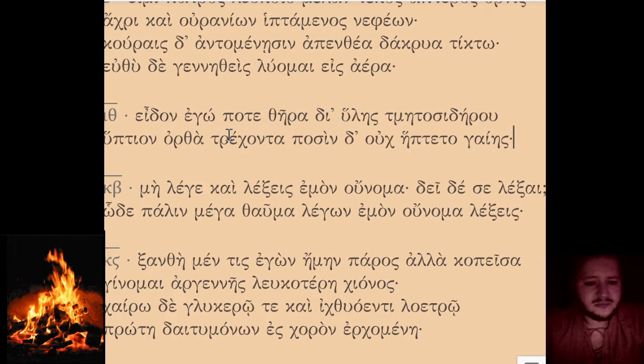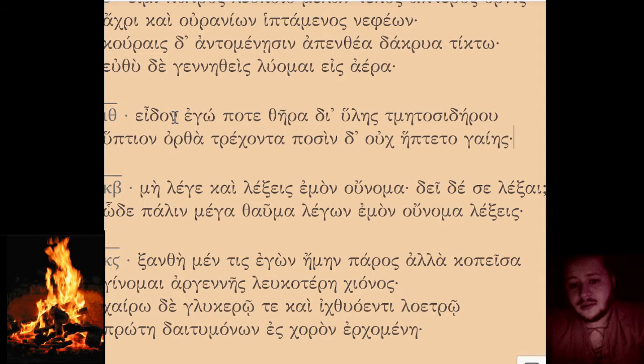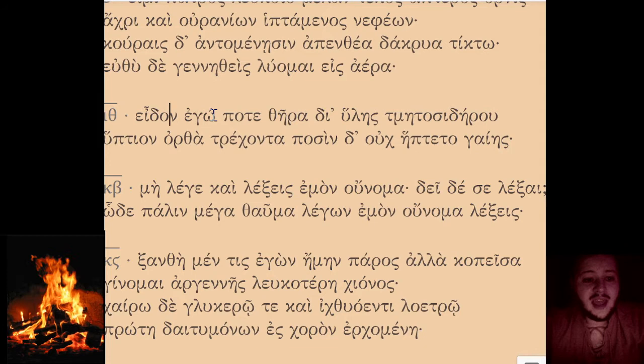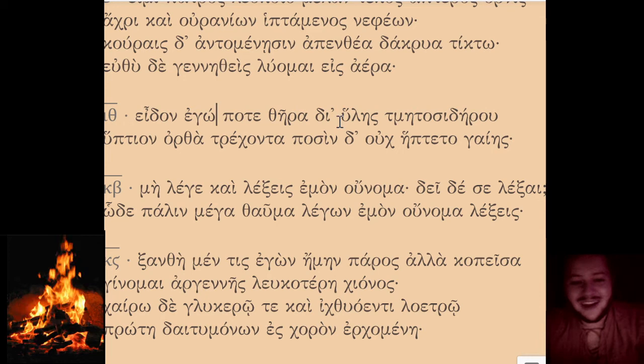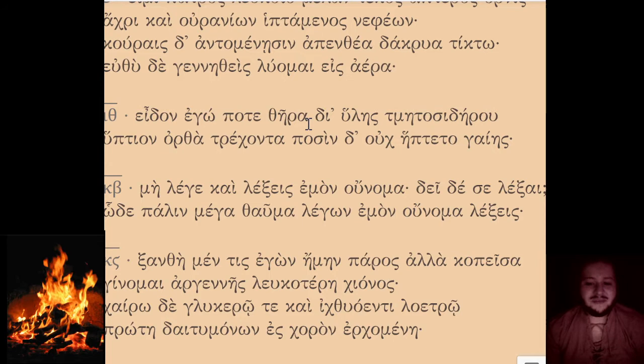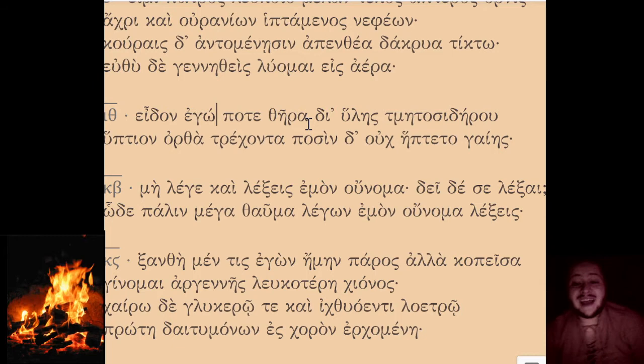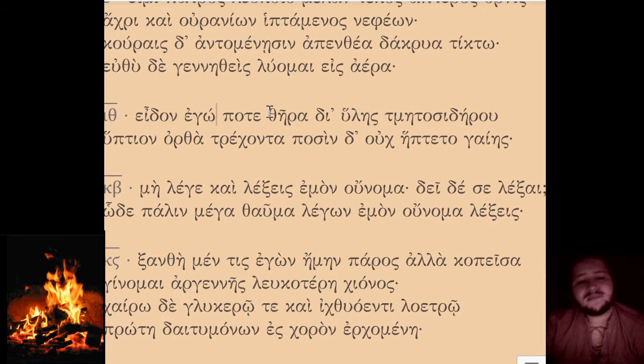Eidon means I saw. It's saw in the first person singular. So I saw. And ego means I. So it's just the pronoun I. We don't get that all the time, but it could be there for emphasis. But here it's probably just to fill the meter so we have enough syllables to fit the line. Because it's not necessary. Eidon by itself tells you that it means I saw. Pote means at some time. At some point. Once upon a time, I saw.